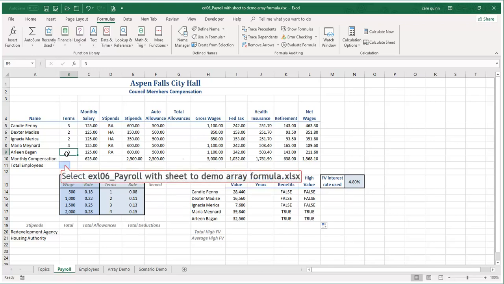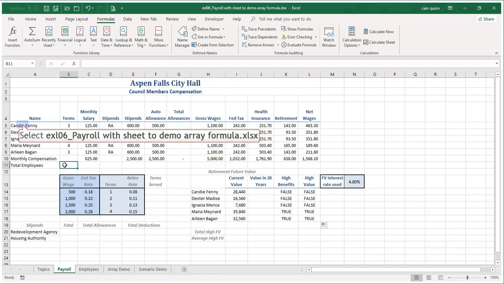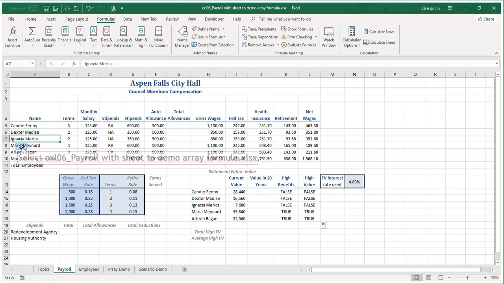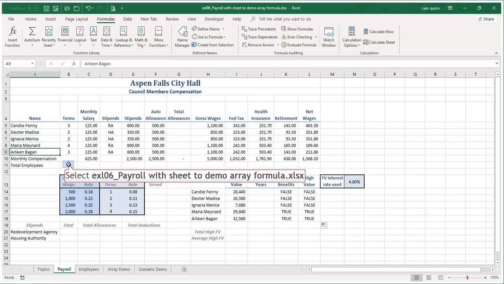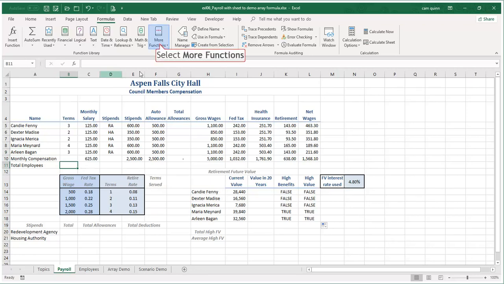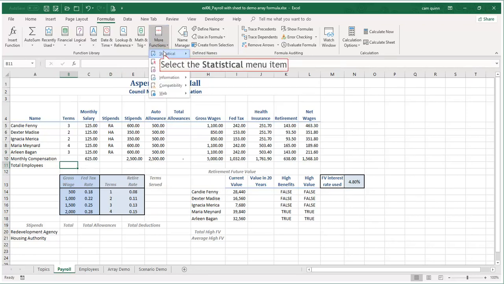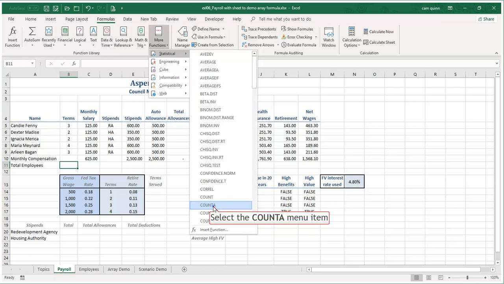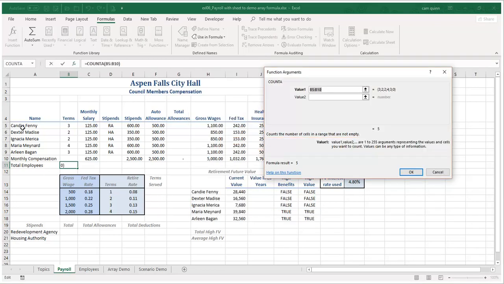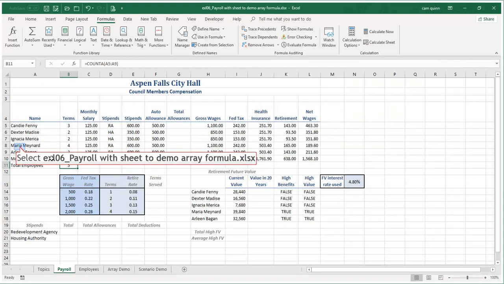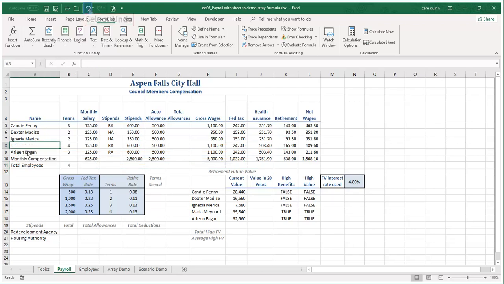So we want to know our total number of employees. To add up my total number of employees, I'm going to say there's 1, 2, 3, 4, 5 employees. So I'm going to use my COUNTA function. That's over here in More Functions, Statistical. And I'm going to count the number of people that are in that range. So that's going to count all non-blank cells. If I was to delete one of the cells, you would see that the number would change. Okay, so that's COUNTA, which is pretty straightforward.